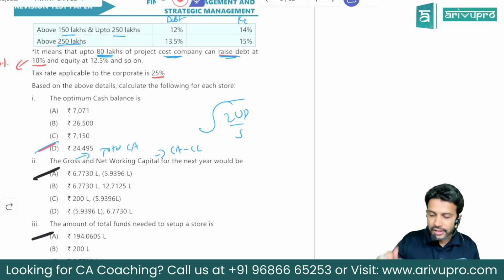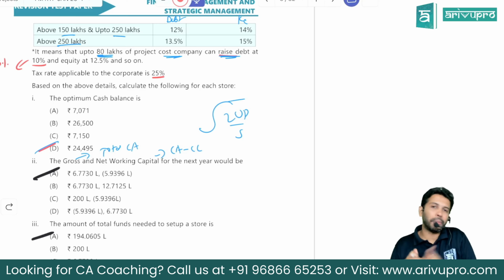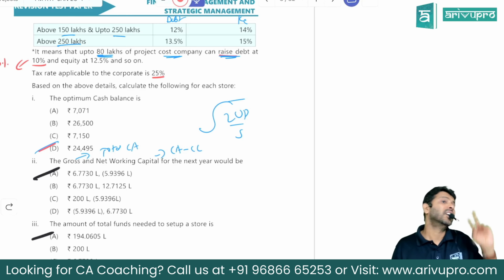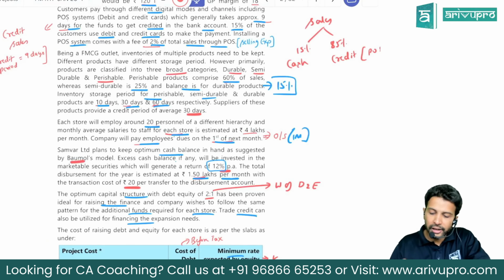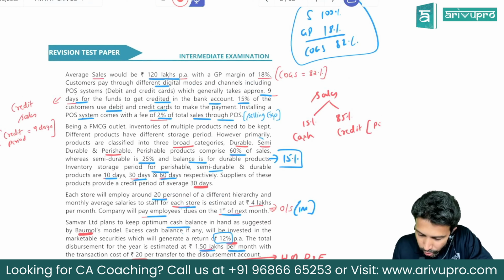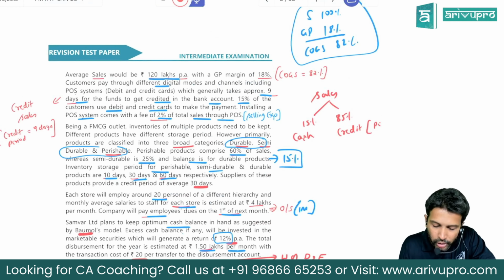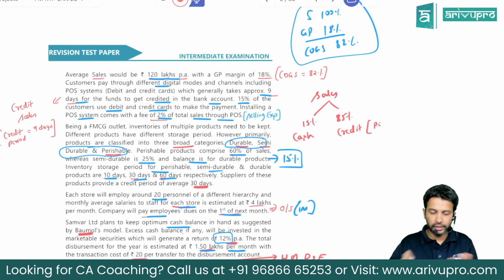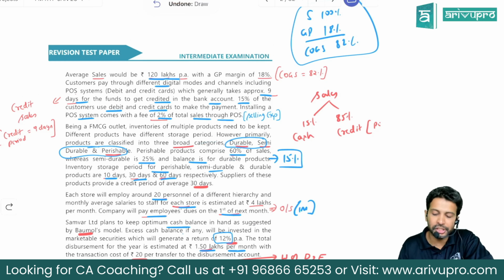Okay, since this is a store, they will not have raw material or work in progress. They deal only with finished goods. And do we have one kind of finished goods or 3 types? 3 types. What are those? Durable, semi-durable and perishable. Great, that's what they have given. Once again, I'm reading for your reference: perishable constitutes 60% of sales. Semi-durable constitutes 25%. The balance, another 15%, is for durable.